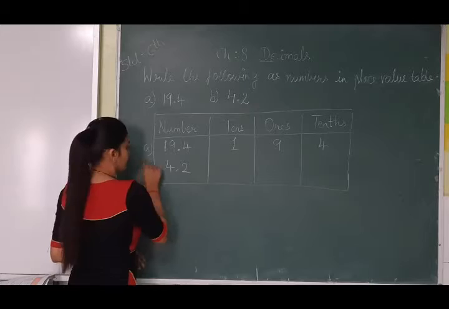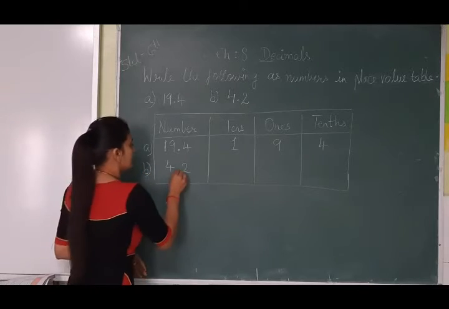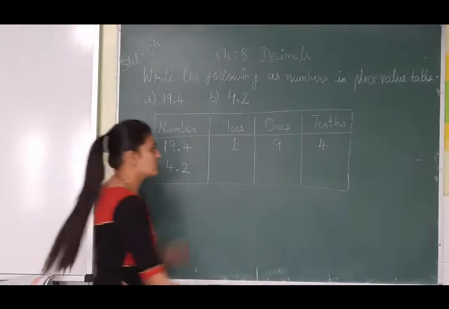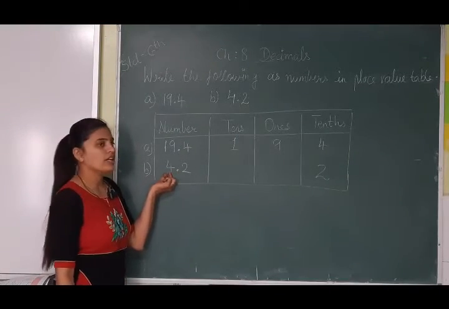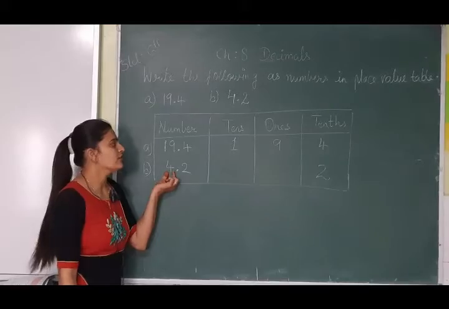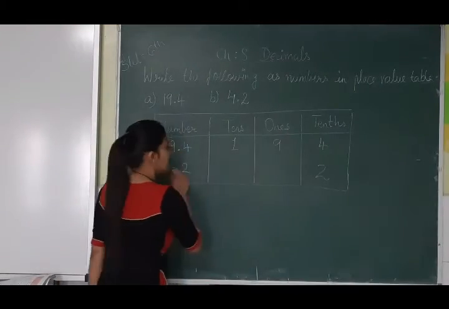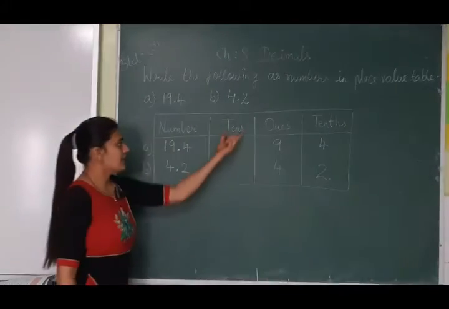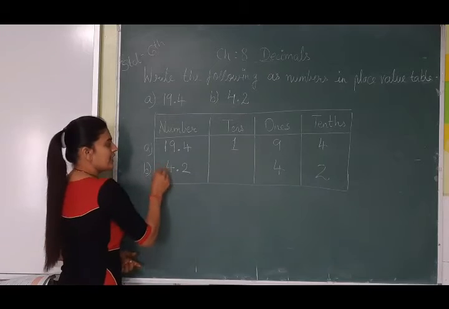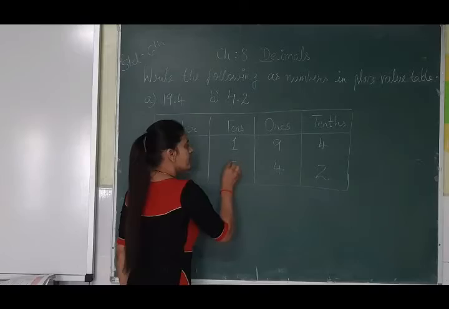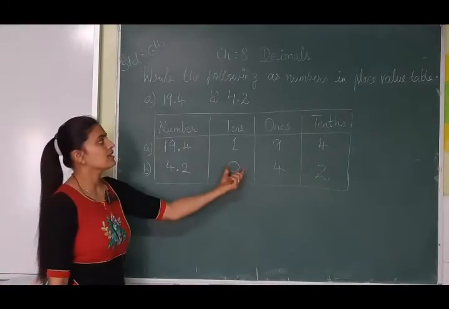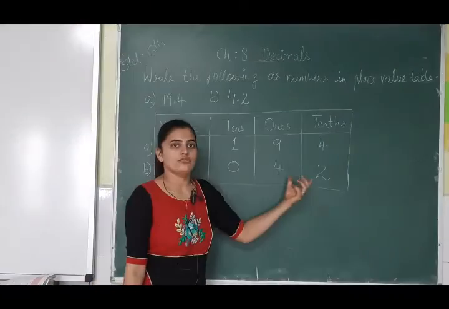Now here next, 4.2. After the point, the first digit is of tenths. So 2 will be written over here. After that, before the point, the ones digit is 4. So at the ones place it will be 4. Now at the tens place you are not able to find anything over here. So what will we write down? We can write down 0 over here. So this way you have to write down the place value table.